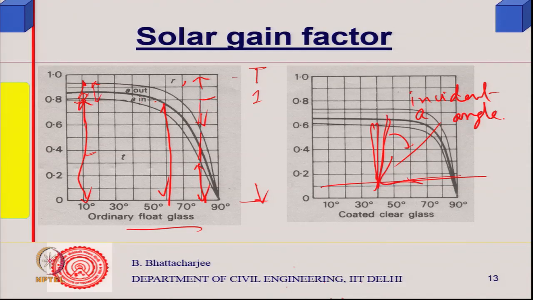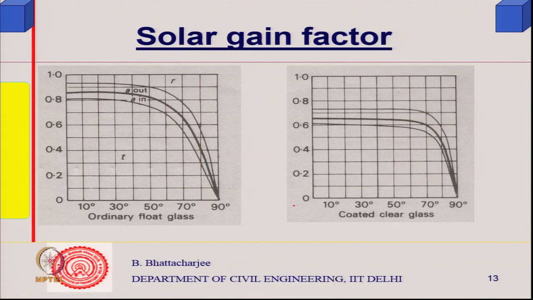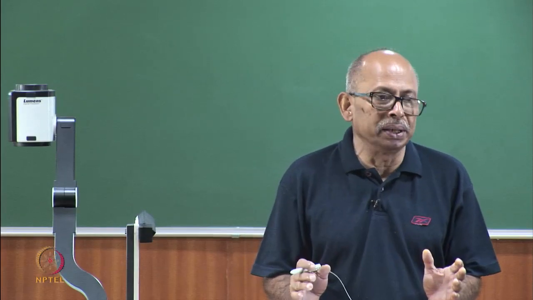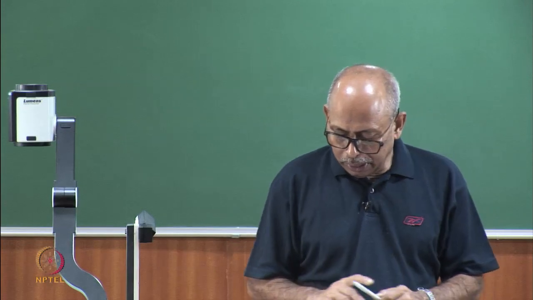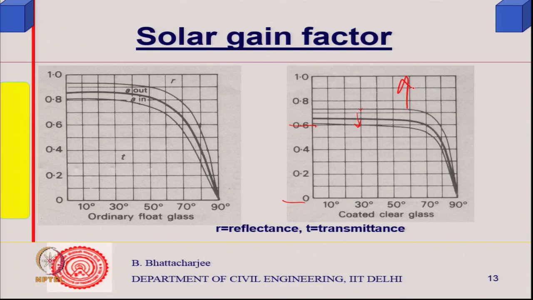Let us say this is coated clear glass. This is what is transmitted, relatively less, as you can see. Absorption is similar, but a large amount of it is reflected as well. I mean, we are talking of the total spectrum of solar radiation. So, that is how reflectance, transmittance, etcetera. So, this is what is related to glass.